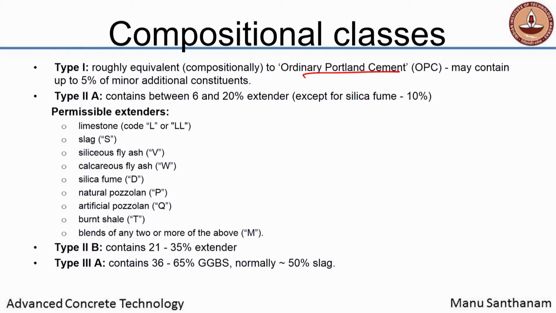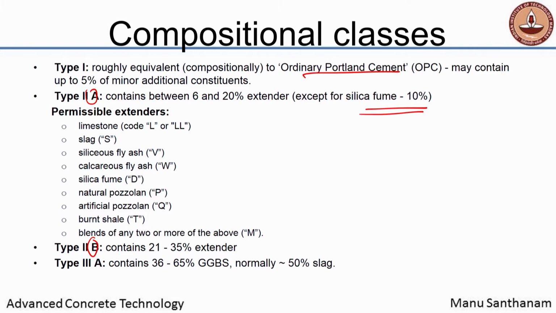Okay. Type 2A, type 2 is further classified into A and B. Type 2A contains between 6 and 20% of the mineral additives, except when you are using silica fume. So, please remember silica fume is also a very highly reactive pozzolanic material. It has got a large amount of reactive silica and it is very fine, because of which it produces pozzolanicity very fast. But the problem is when you are using a very fine material as a cement replacement, what do you expect will happen to the cement? Workability, basically the water demand will be significantly higher.